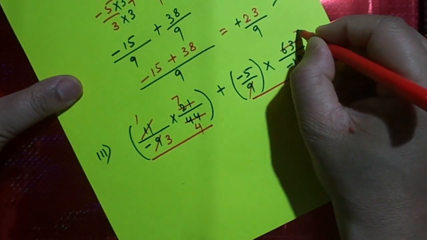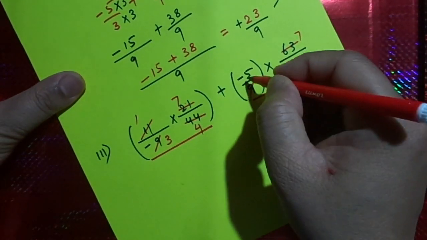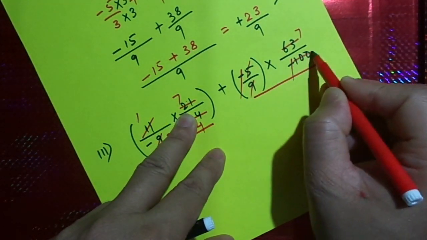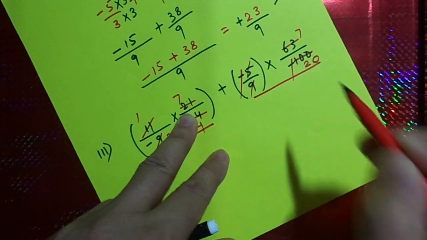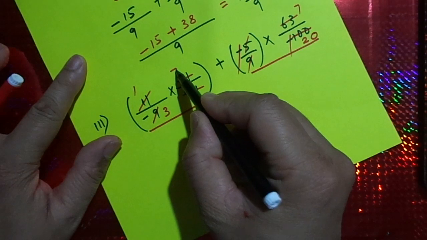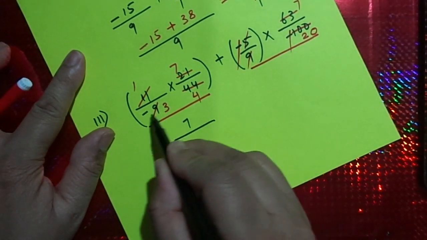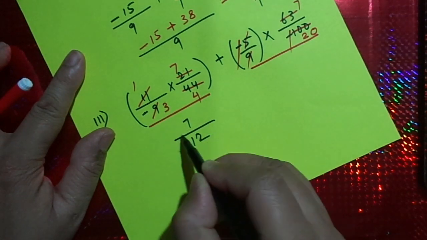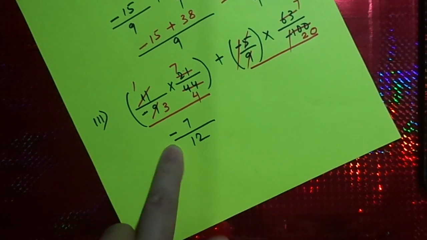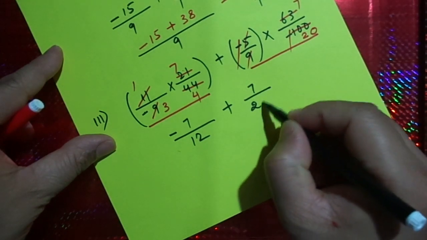9 sevens are 63. As I said, this plus, this minus and minus will get cancelled. 5 twos are 10. So now our number simplifies to 7 by minus 12. This minus can be taken up, we had already learned in the previous session, plus 7 by 20.